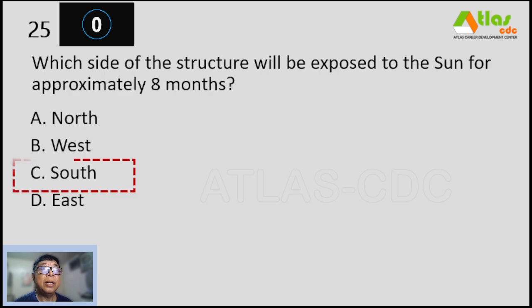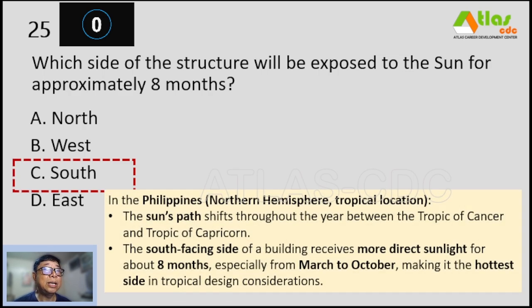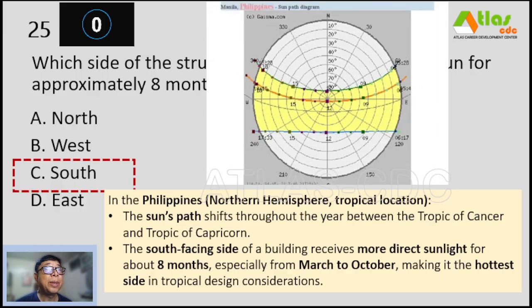And our correct answer is letter C, South. So in the Philippines, that is Northern Hemisphere, tropical location, the sun's path shifts throughout the year between the Tropic of Cancer and Tropic of Capricorn. The south-facing side, this side of a building, receives more direct sunlight for about 8 months, especially from March to October, making it the highest side in tropical design considerations. While yung northern part naman, north side, is 4 months in a year.